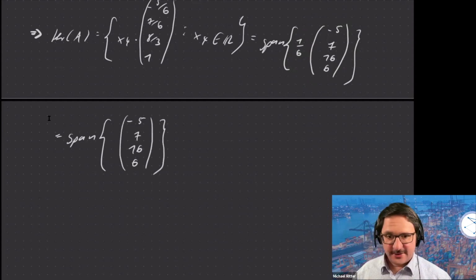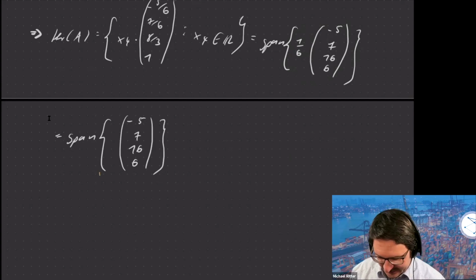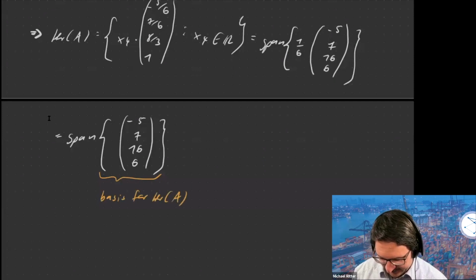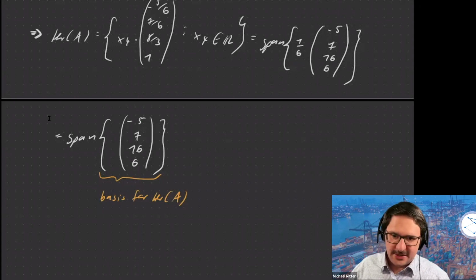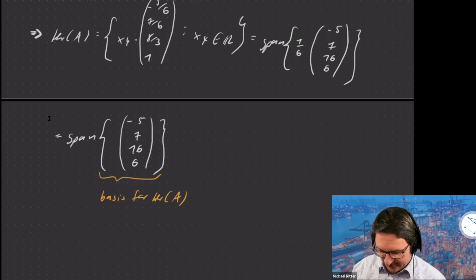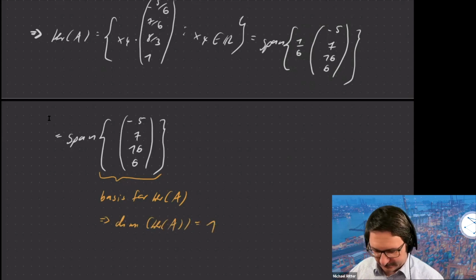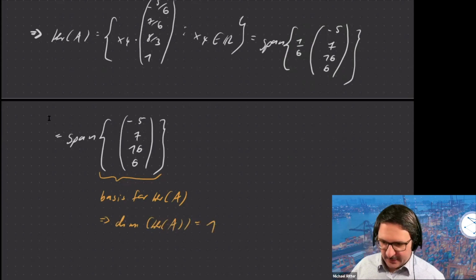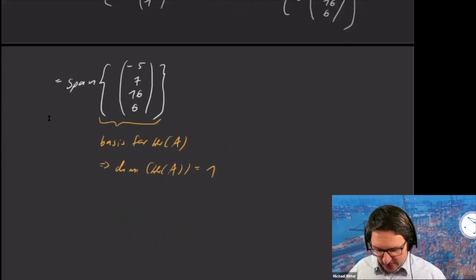Okay, so that's the kernel. And that means this set here, without the span, is a basis for the kernel, because that generates the kernel, obviously. And it's also linearly independent. It is just one vector. So if it's not the zero vector, then it must be linearly independent. And of course, that also means the dimension of the kernel of A is 1. Okay, so that completes the kernel.